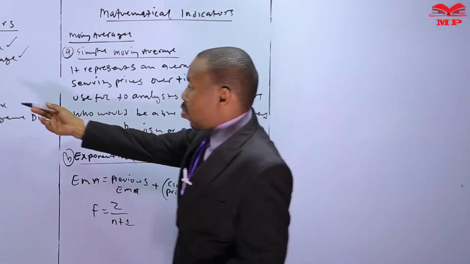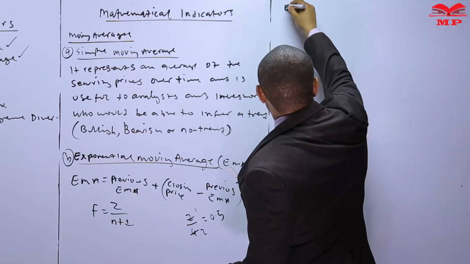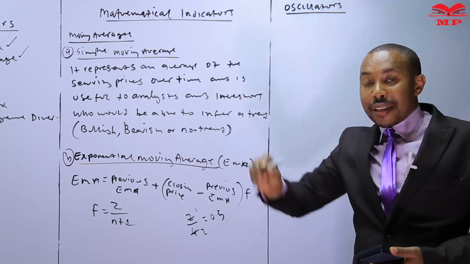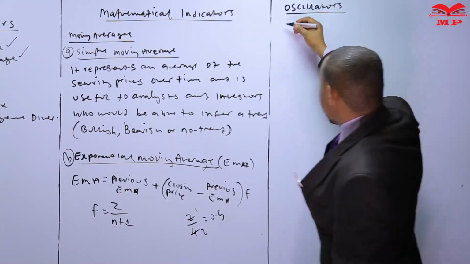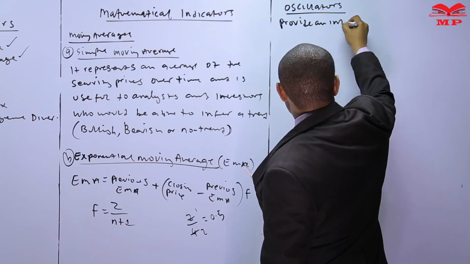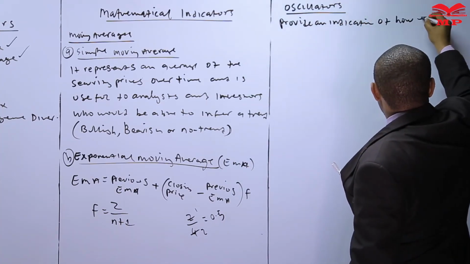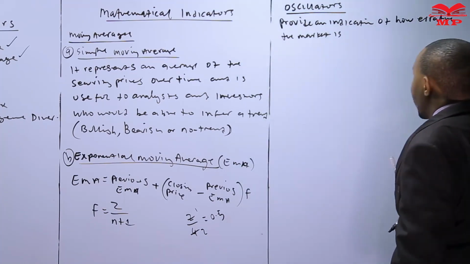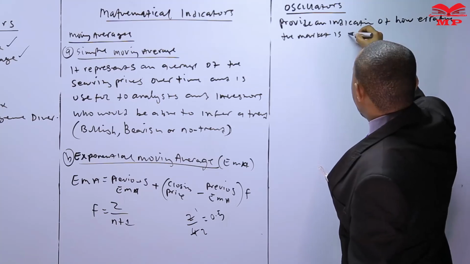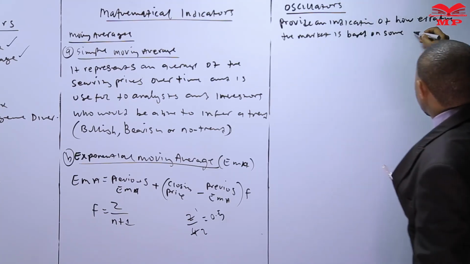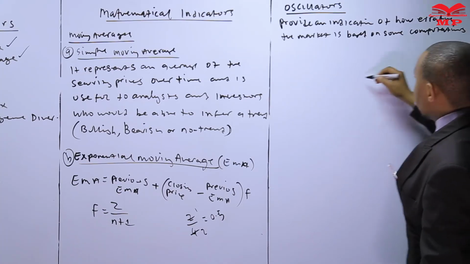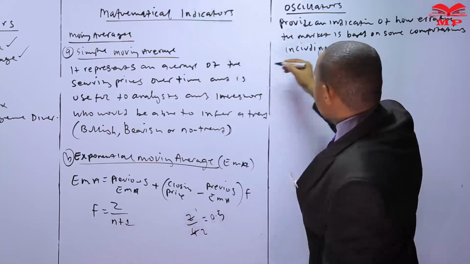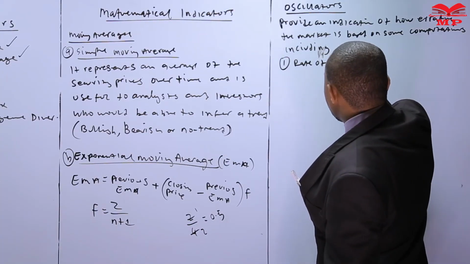Now we move on and look at the oscillators. Under the oscillators, you are trying to see how erratic a given market is. So we can say they provide an indication of how erratic the market is based on some computations, including the first one, which is the rate of change. Number one, rate of change.